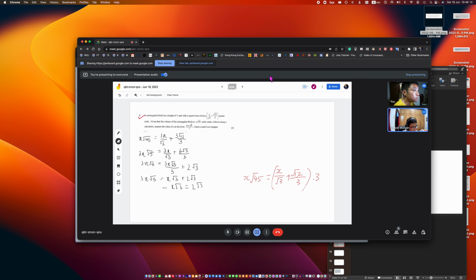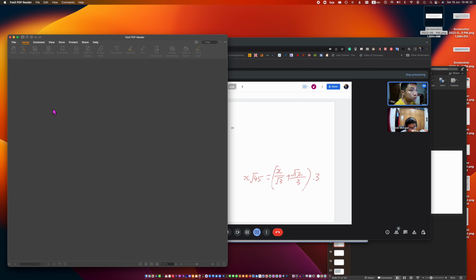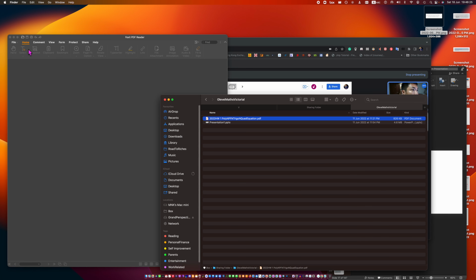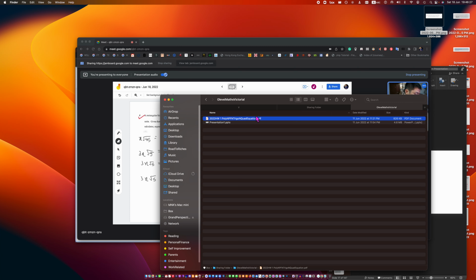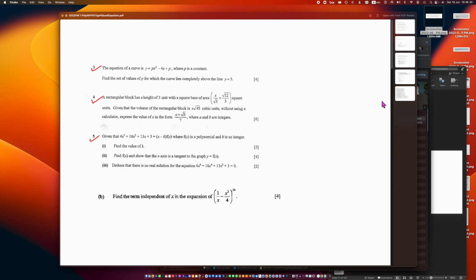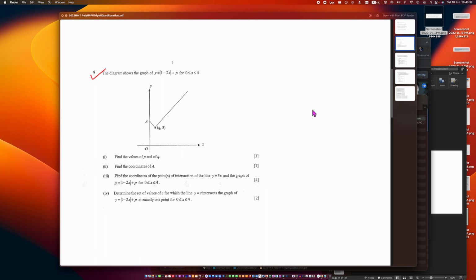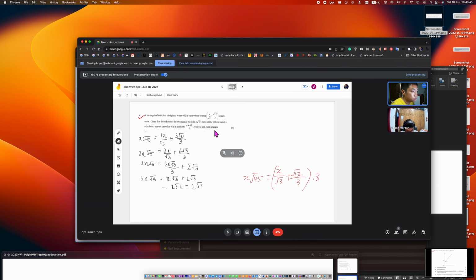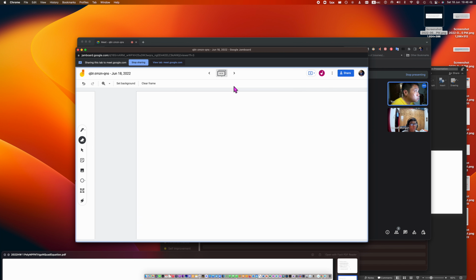Question 8. Let me just go to the PDF, because I also have the PDF here, and then I can take a look at the question. So you don't have to tell me which question already. Question 8, right? That's the one with the modulus sign, the graph, right? Let me just once again upload this to the Jamboard. So let's go to slide 4.